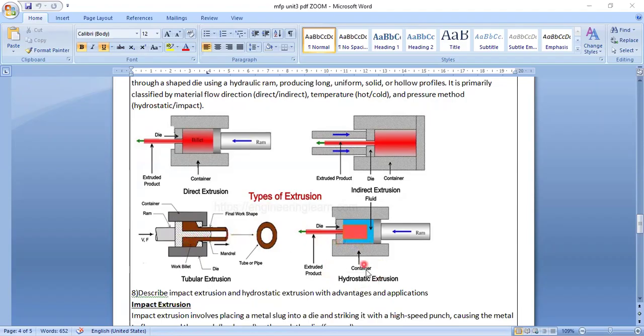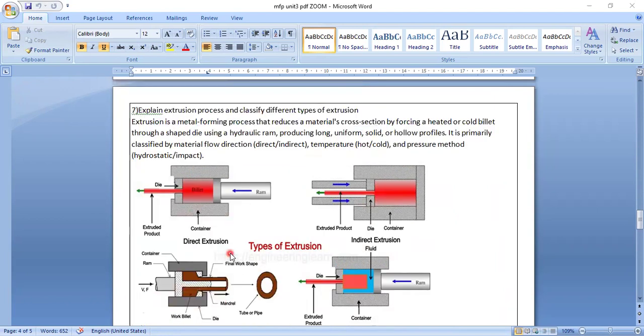Here you can see hydrostatic extrusion. Here also, from the ram you are putting force, not on the material. Water is there, liquid is there, or oil is there, some fluid, oil or liquid. So it is giving force on this oil or liquid. This oil is going and putting force on this raw material. This raw material is coming out of this die. So this is the extruded product. So these are the hydrostatic, indirect, direct, and tubular ones.